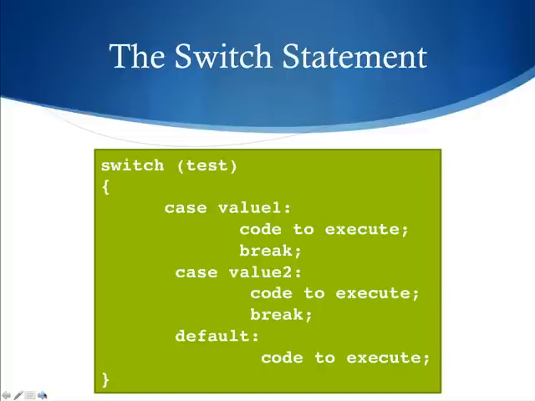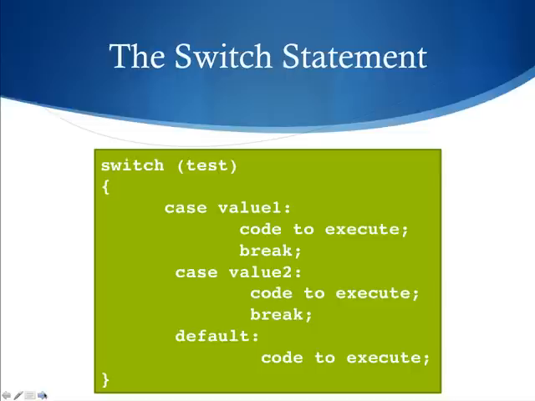And then we have the second possible value, the code for that, and then the break statement if we want it to stop there. And then maybe we have more of those, and they take the format of the keyword case, the value that we want the test to be equal to, a semicolon, the code to be executed, and then the use of the break statement. And we just keep doing that all the way through until we're done.